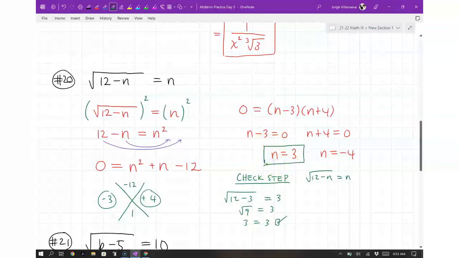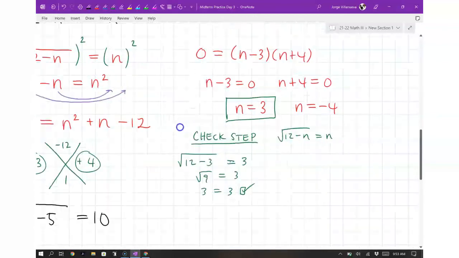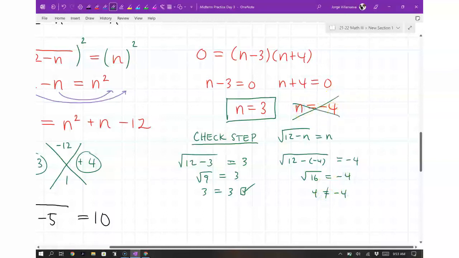Now let's try a negative 4. Okay, so let me try plugging in a negative 4. So the square root of 12 minus negative 4 is equal to negative 4. So that's the square root of 16 equal to negative 4, which is 4 equal to negative 4. That doesn't work. So this is not allowed for us. Okay, so only one answer worked for us. This is why you have to check it.